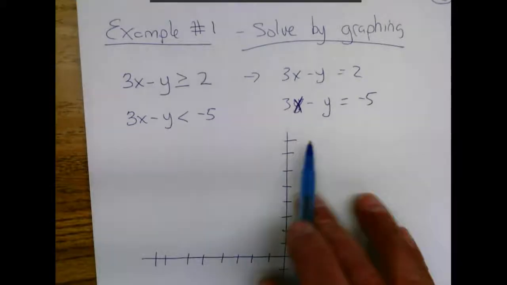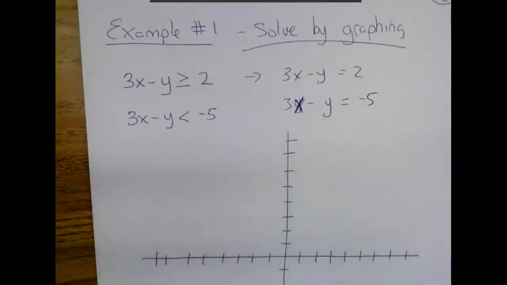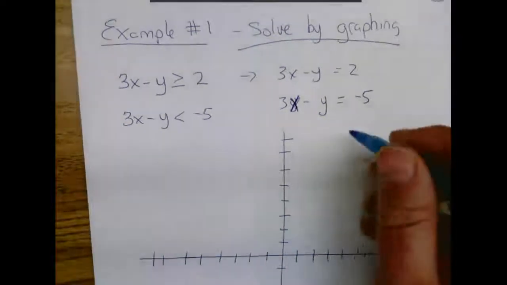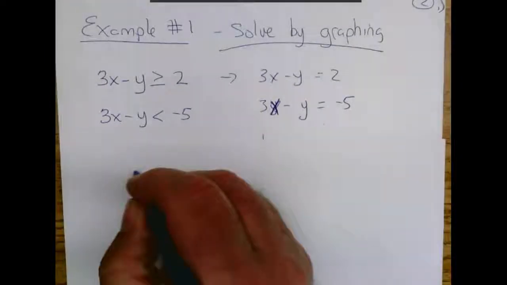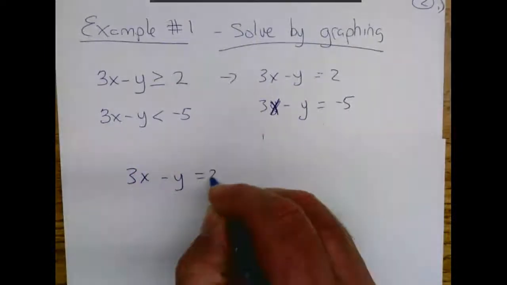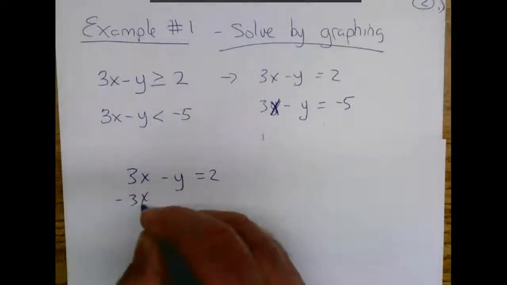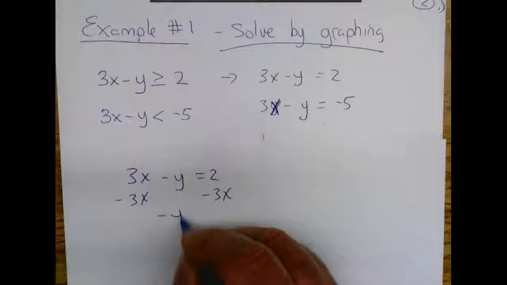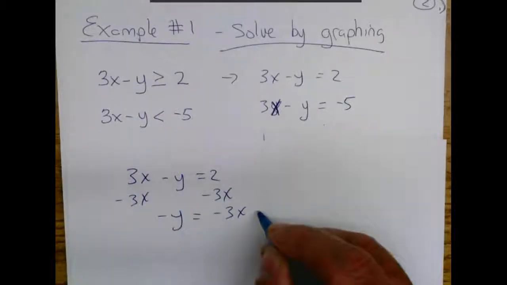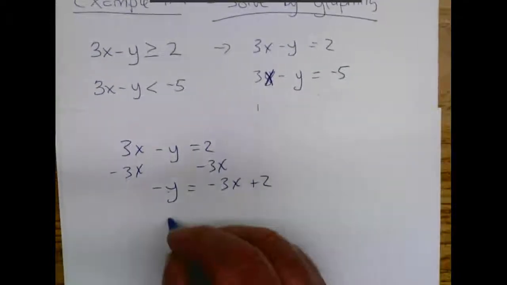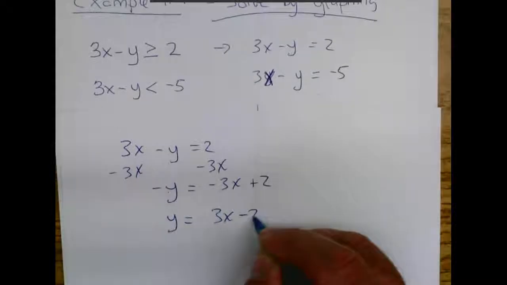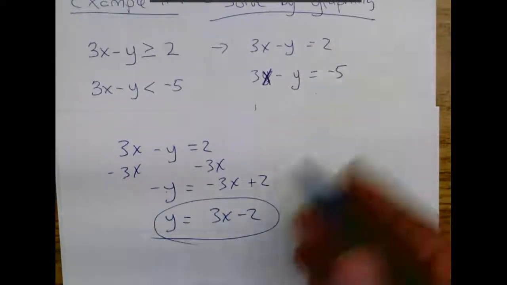First we're going to take each one of these equations, and we'll do the top one first. We're going to turn it into a linear equation in slope-intercept form, because you remember that's what we need. So we have 3x minus y equals 2. Then we subtract 3x from both sides, and we get negative y equals negative 3x plus 2. We're going to run a negative through it just to get rid of this negative y, and that gives us y equals 3x minus 2. That's our first equation.